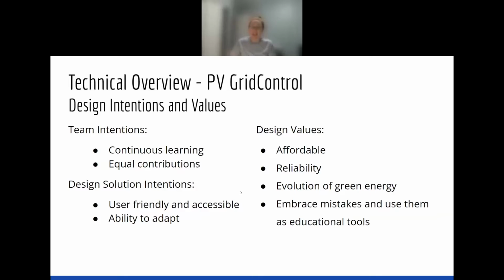When working with the team, it is important to identify a set of values that the team shares to incorporate in the design. The values we chose to prioritize for PV Grid Control are affordability, reliability, evolution of green energy, and to embrace mistakes, being aware that mistakes are bound to happen and having the ability to learn from them.